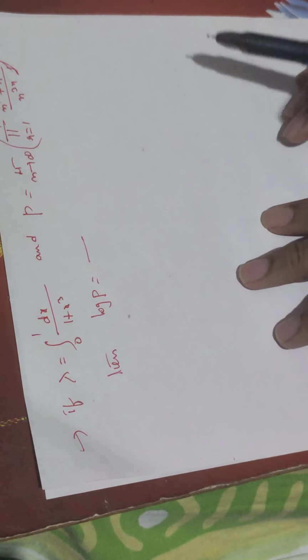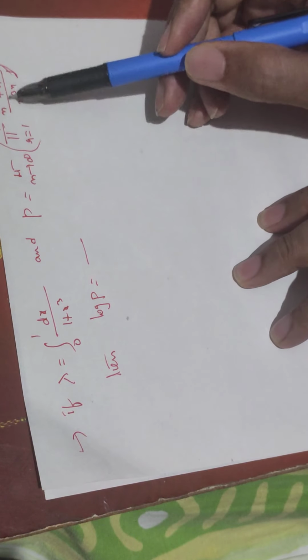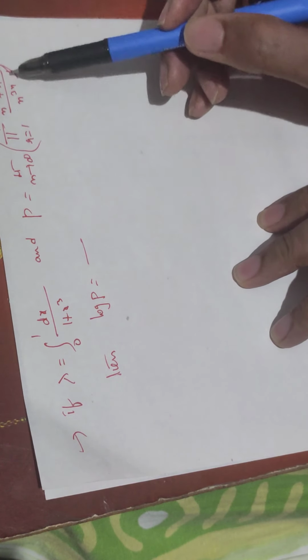So here by observation, pi is given. Pi means product of the terms. Sigma means sum of the terms.